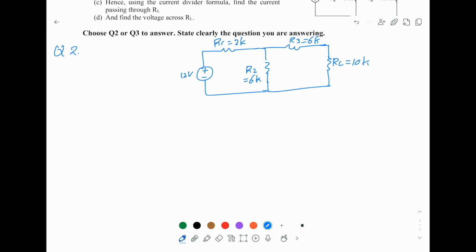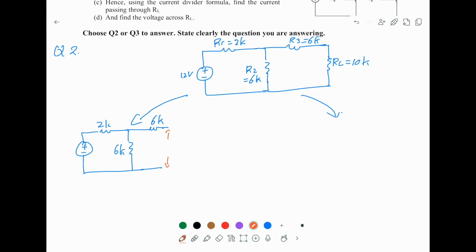So we first apply the theory. We can start by finding the Thevenin voltage. So for the Thevenin voltage, you first remove RL. Once we remove this one, this is 2K, and this is 6K, and this is 6K. Now we remove the RL, the load, and we want to find the voltage here. We call this the Thevenin voltage.